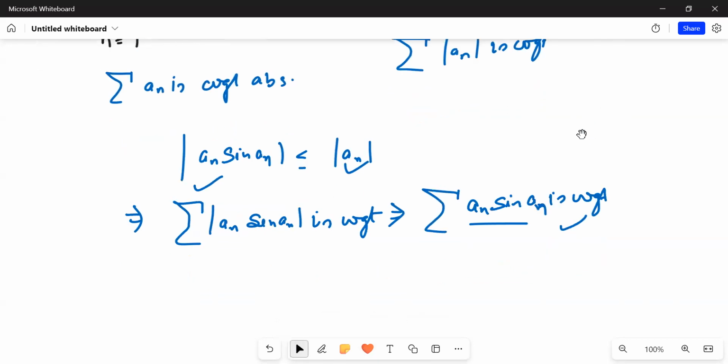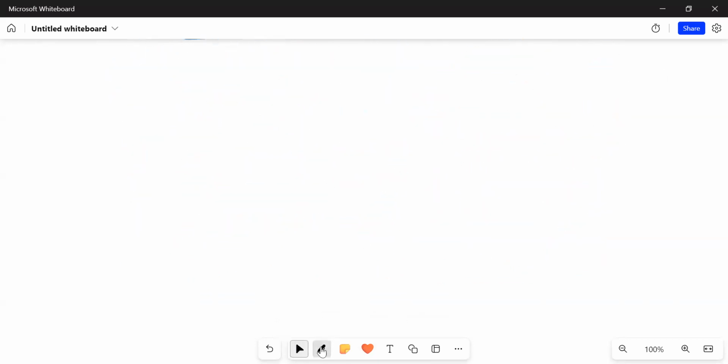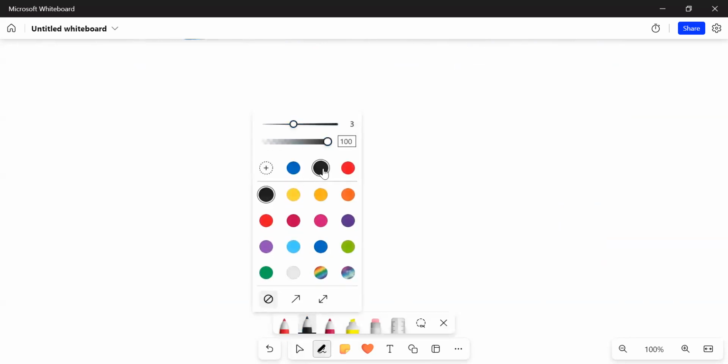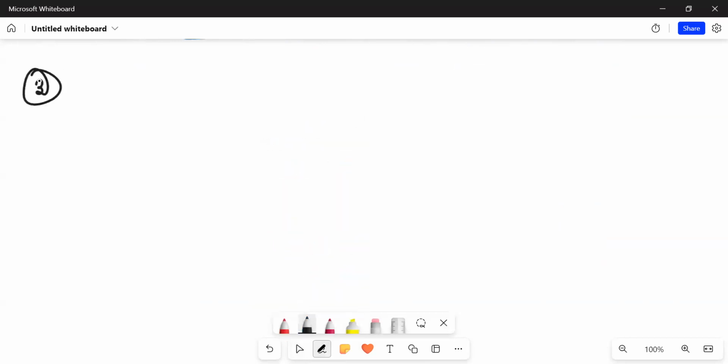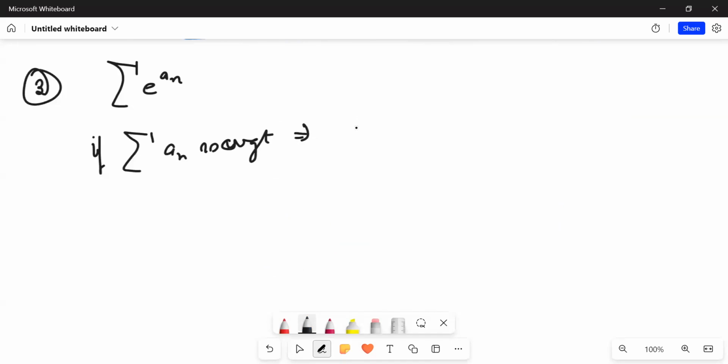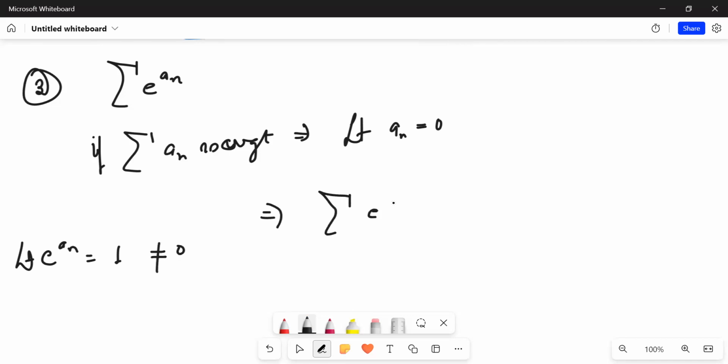Important. Now you see the third example in this entire series. What can be said about summation e raised to power an? I told you that if summation an is absolutely convergent, then summation an is convergent. And if summation an is convergent, that implies that limit an must be 0. If limit an is 0, then limit e to the power an would be 1, and it is not equal to 0. Clearly, summation e to the power an is divergent.